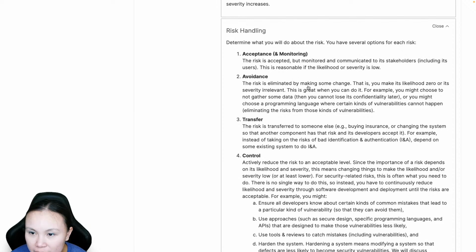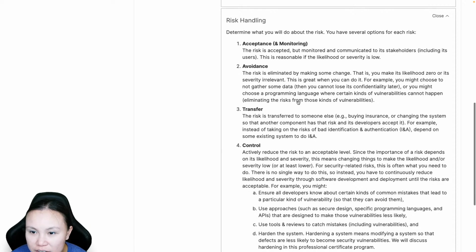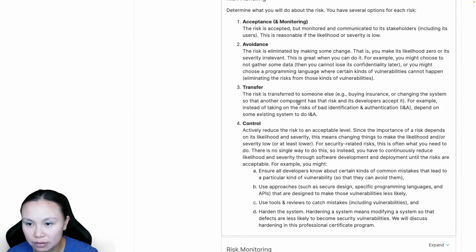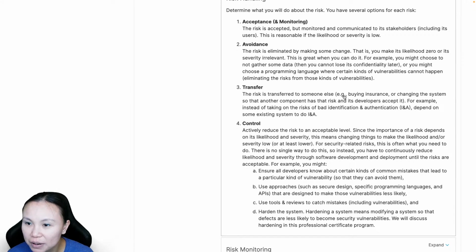The risk is eliminated by making some changes. So fix the problem, patch it, prevent the vulnerability happening. Transfer. Risk is transferred to someone else. Buy insurance. That's not just software, but real life. If you rent a car or buy a car, you need insurance in case something bad happened.